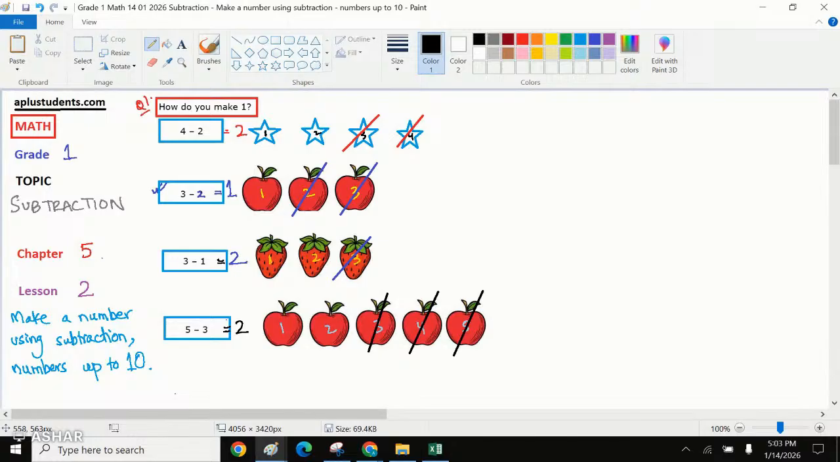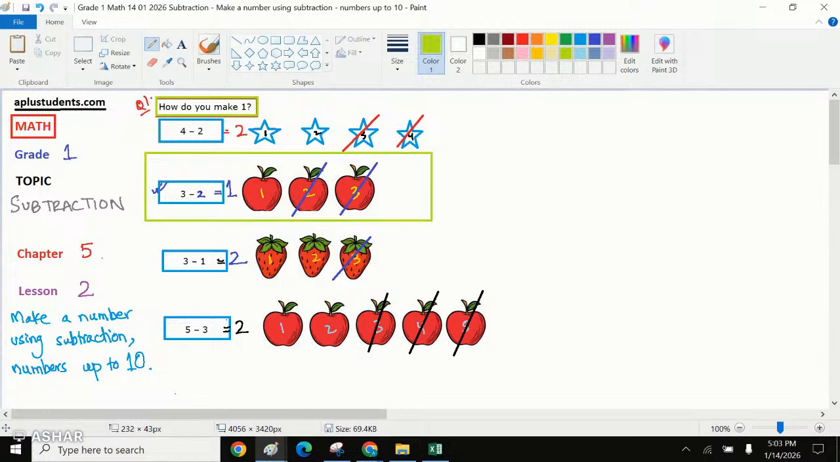So there is only one option in this. 3 minus 2 would be equal to 1. So this is our correct answer if we have to make a 1. This is the only possibility where you can make 1. Otherwise, 4 minus 2 is 2, 3 minus 1 was 2, and 5 minus 3 was also 2, right?